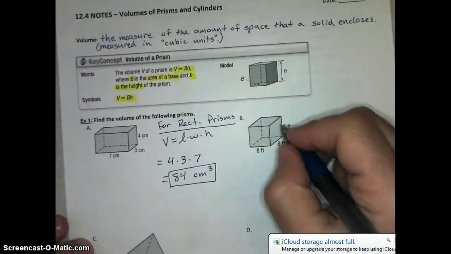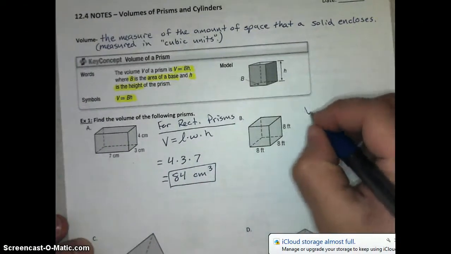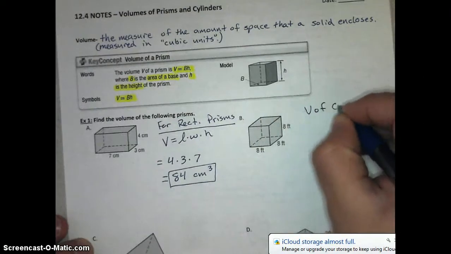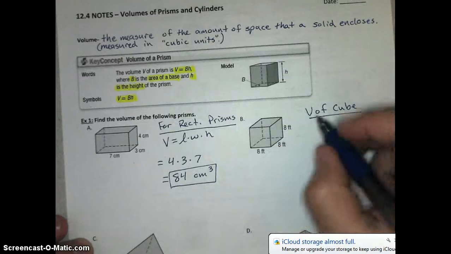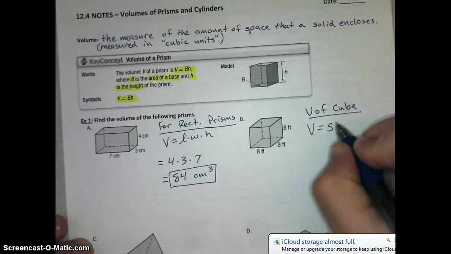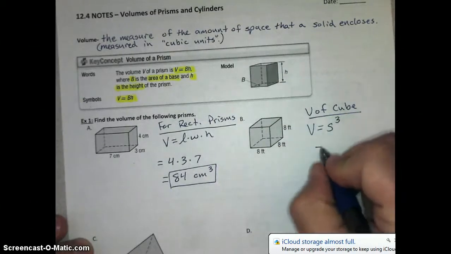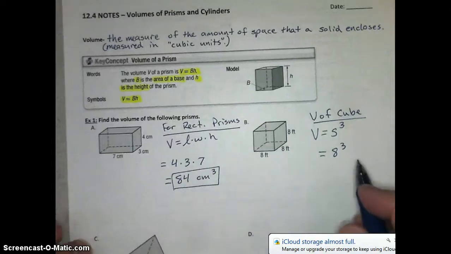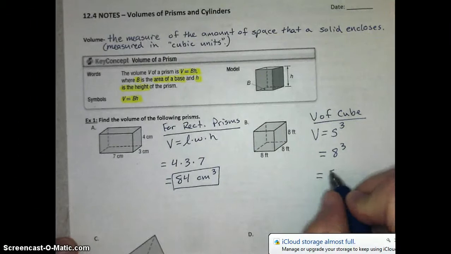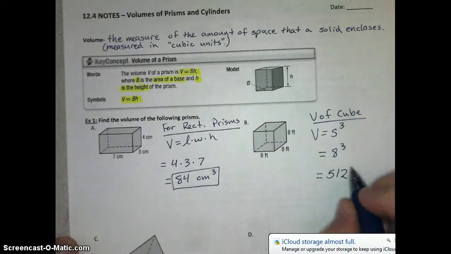Same thing for a cube. Since all three are the same side length s, the volume of a cube is that side length to the third power. So our volume here is 8 to the third power. 8 times 8 times 8 gives us 8 to the third, which is 512 cubic feet.